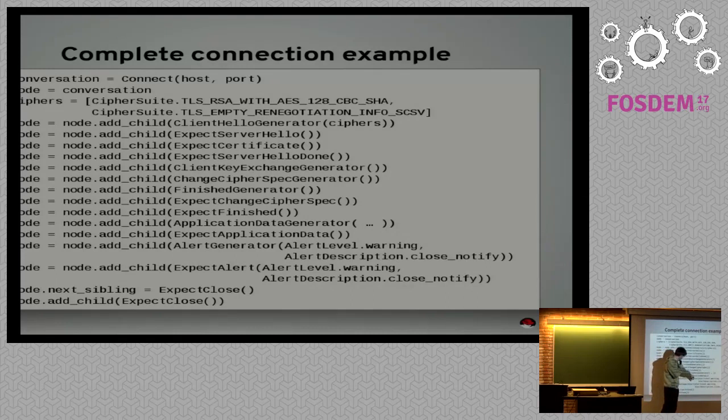And then we can expect application data from the server, so on the TLS protocol fuzzer level, we can basically do HTTPS requests and stuff like that. And then we have a regular connection close, so we tell that we want to close the connection, and for the close of the connection, the server should reply with close notify also, and then we expect that TCP connection to be closed too.